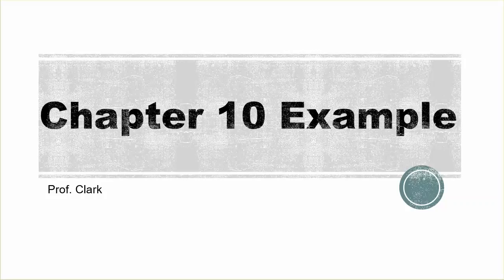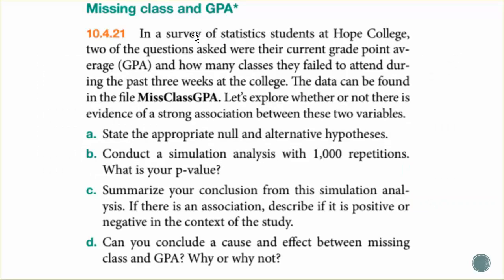All right, let's do the Chapter 10 example problem for correlation and regression. I took this one from the book. In a survey of statistics students at Hope College, two of the questions asked were the current GPA, grade point average, and how many classes they failed to attend in the past 3 weeks at the college. The data can be found here. Let's explore whether or not there's evidence of a strong association between these two variables.